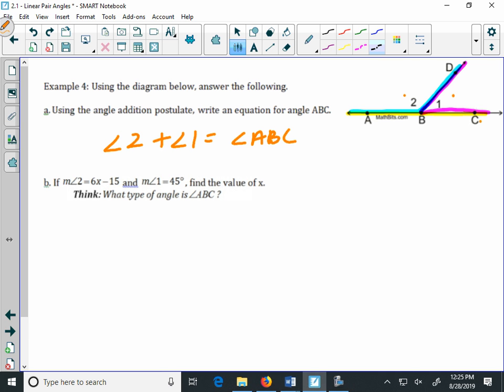So, similar to what we did last time, if the measure of angle 2 is 6x minus 15 and angle 1 equals 45, find the value of x. So I'm going to add the two angles together. So angle 2 plus angle 1 is equal to what? We said ABC was a straight angle, and what do straight angles equal? So this is going to equal 180.